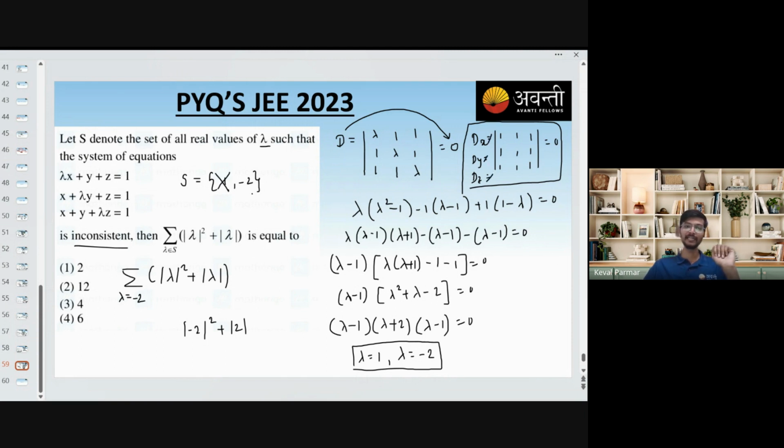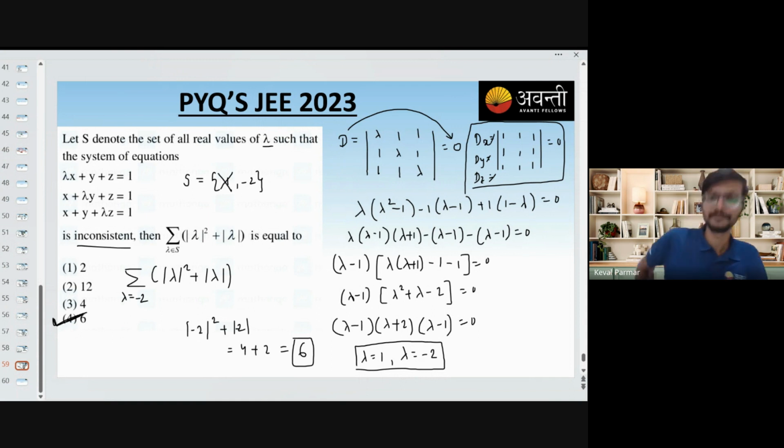That means we cannot take lambda equals to 1, we have to take lambda equals to minus 2 only. That will be 4 plus 2, which is 6. So it is option 4. Correct, guys? Got your mistake. Cannot take lambda equals to 1.